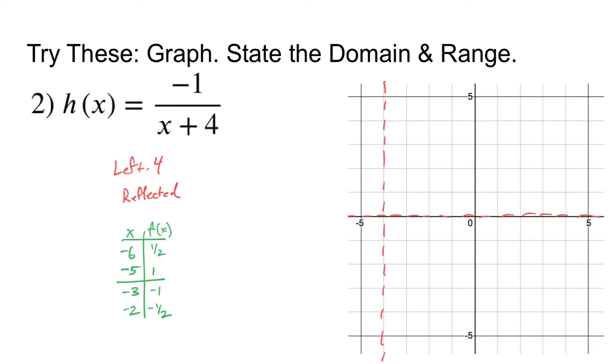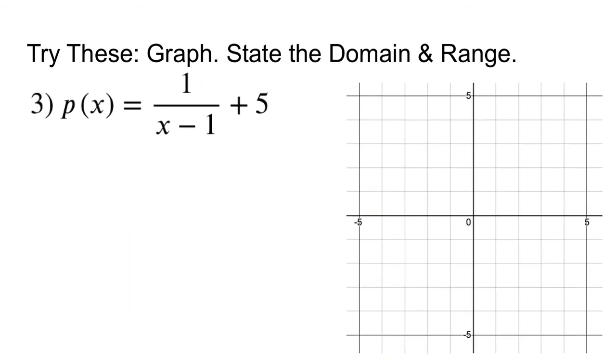And I'll plot those points here. I went a little off my graph, but that's okay. And get the idea of what's happening here. Looks a little something like this. Now, I forgot to do it in my last problem, but I'll do it here. I forgot to state the domain and the range. In this problem, the domain, x cannot equal -4, and my range, y cannot equal 0.